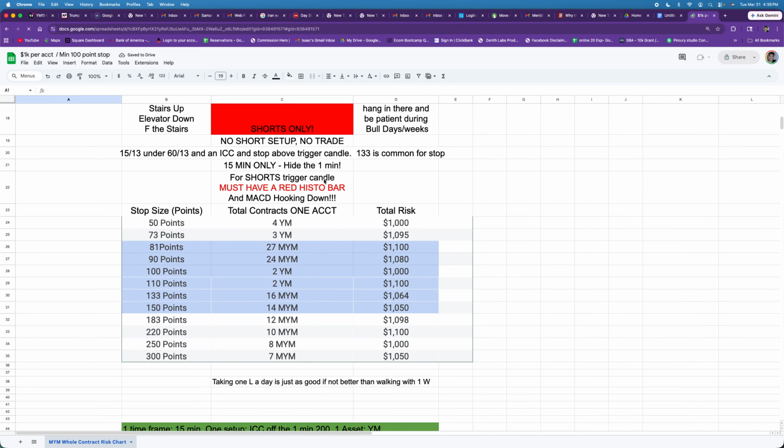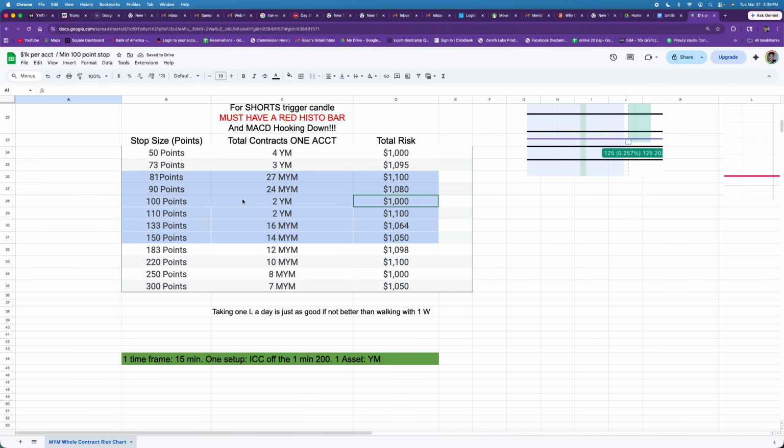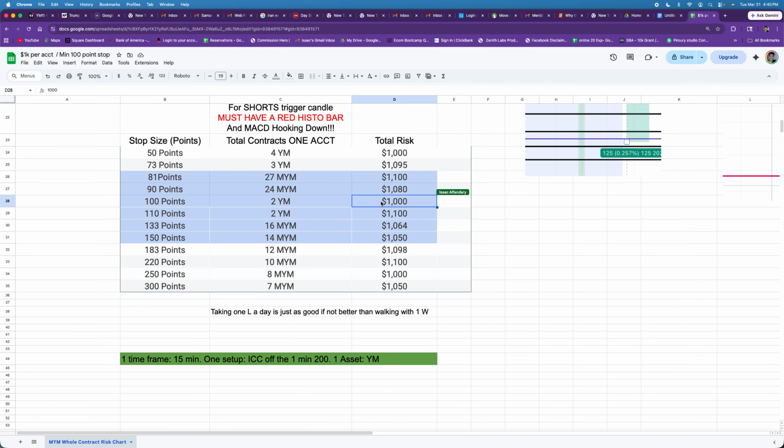You can do two YM contracts, 100 points will get you $1,000. All right. You don't need a lot of points. Now you can get some of these trades, like I was showing you earlier, you can get like 900 points. So that would be $9,000.